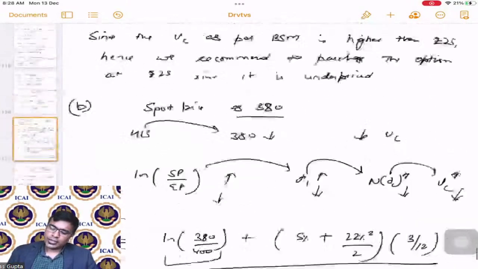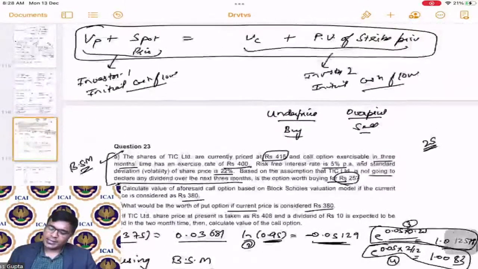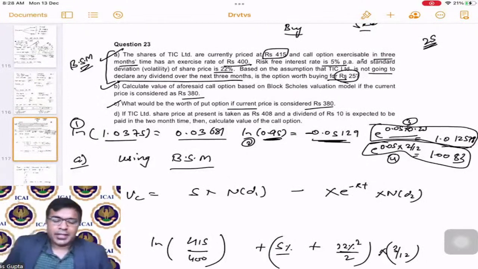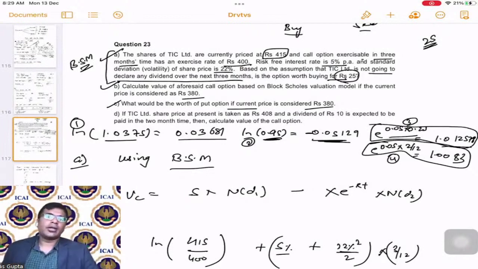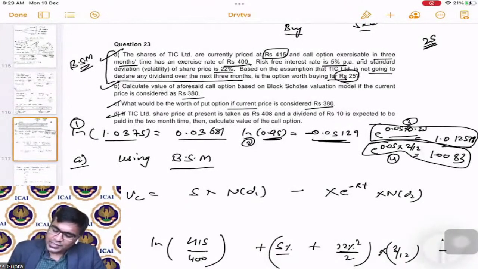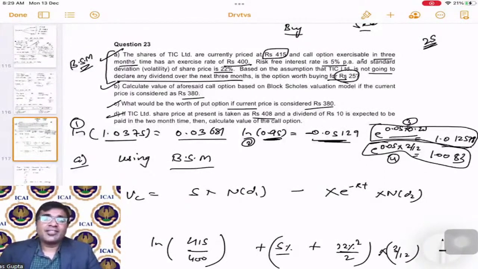Now let us go to the last part. This question is also actually very bulky in the sense that it covers the entire options concept, be it put or be it call, only for the Black-Scholes model you can revise it. This is the formula. Even the put call parity theory as well. So the last point says that if TIC Limited share price presently is taken as 408, now they are again revising the spot price. Earlier it was 415. Then for B and C they have taken 380. Now for the D part they are taking it as 408.